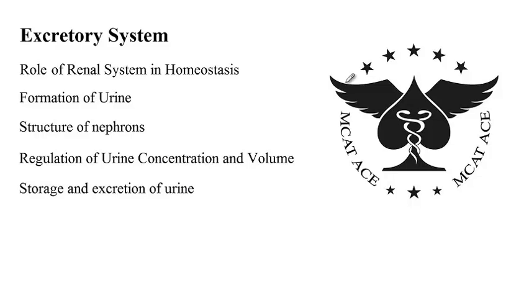So this lecture is focusing on the excretory system, and more specifically we are going to talk about the role of the renal system in maintenance of homeostasis. We will discuss how urine is being formed and then discuss structure of the nephrons and how it can help regulate the urine concentration as well as volume. And then finally we will go over the other structures in the renal system that are required for storage and excretion of urine. And then as always we will conclude our video with some practice questions.